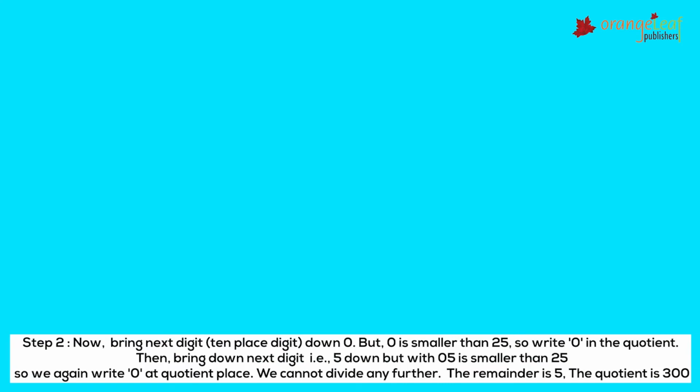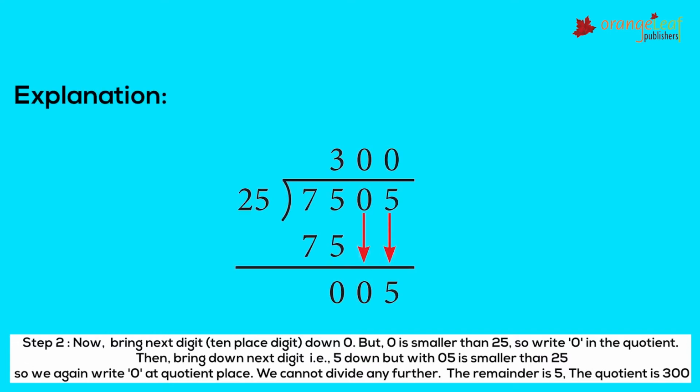Step 2. Now, bring next digit from the tens place down, that is 0. But 0 is smaller than 25. So write 0 in the quotient. Then bring down the next digit, that is 5 down. But 05 is smaller than 25. So again, we write 0 at the quotient place. We cannot divide any further. Therefore, the remainder is 5 and the quotient is 300.